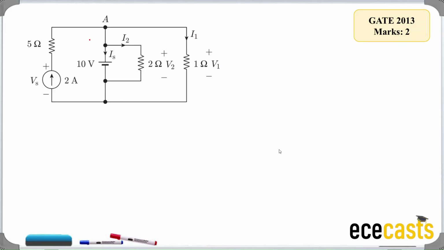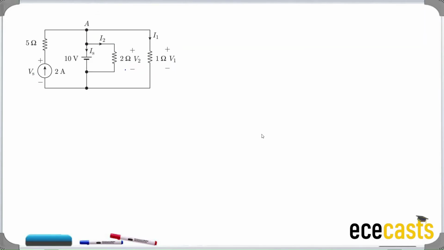So friends, this is the original circuit diagram. I have added a couple of points for our easy reference. First, I have marked this node as A, the current flowing in this direction as I2, the voltage drop across 2 ohm resistor as V2, that across 1 ohm resistor as V1. This is just for your easy reference. Friends, our aim is to calculate Is and Vs.